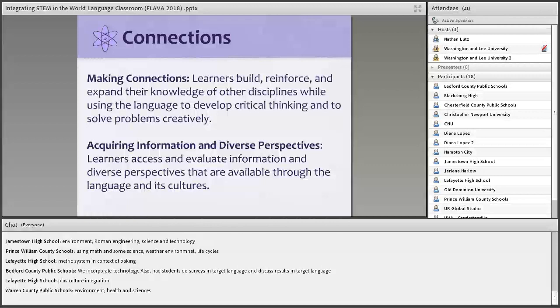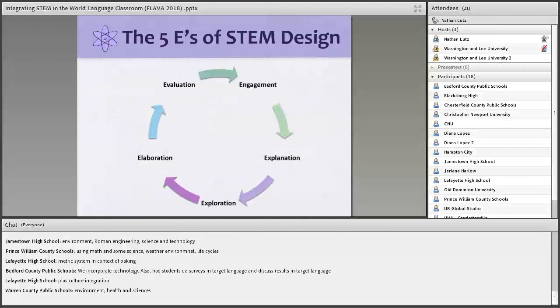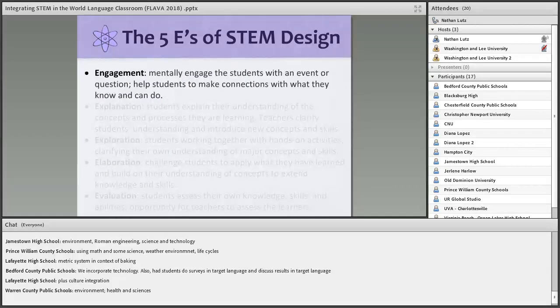The second standard, acquiring information and diverse perspectives, in which learners access and evaluate information and diverse perspectives that are available through the language and its cultures. So right there, we have a very powerful reason why we can be connecting to content areas such as the STEM fields. I'd also like to talk briefly about the 5 E's of STEM design, which are evaluation, engagement, explanation, exploration, and elaboration. We're going to go through them now.